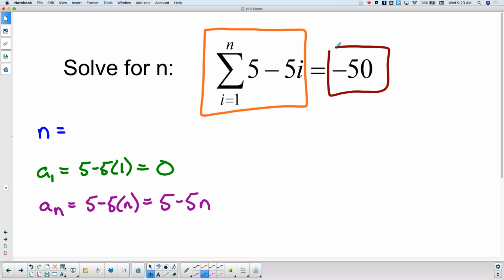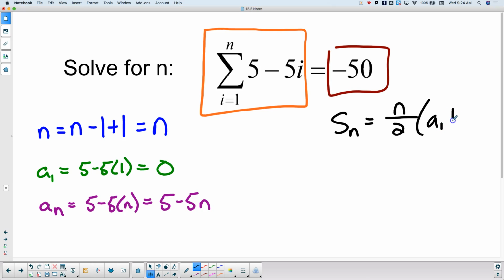I still need the total number of terms. Is it n? Why? Because n minus 1 plus 1 is n. Yep, top minus bottom plus 1. Now, you may not like it, but you have enough information to find the sum, because the sum is the number of terms divided by 2 times the first term plus the last term. What's the sum of this series? Negative 50.